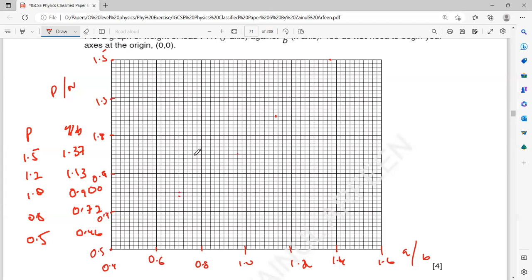This will be 0.1 over B, this is 0.8, and P is 0.872. So this is 72. And then 0.5 and 0.46. So 0.42, 44, 46.